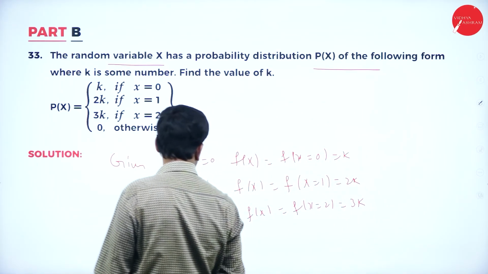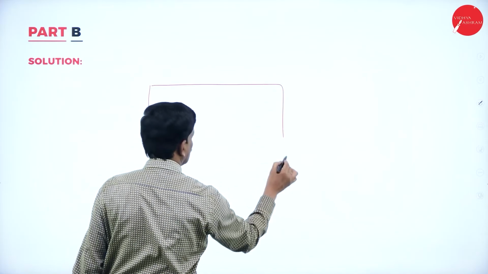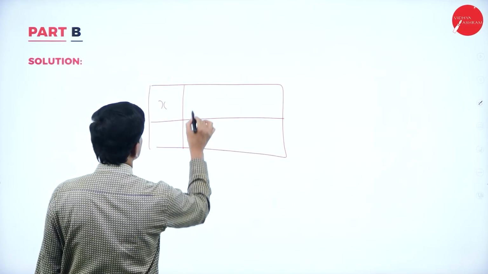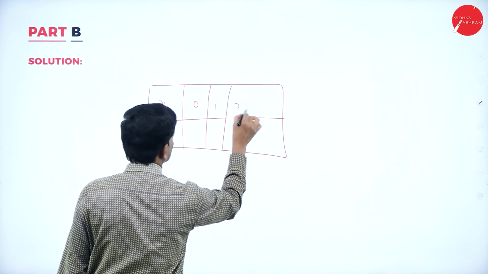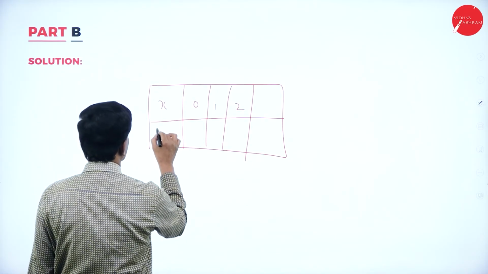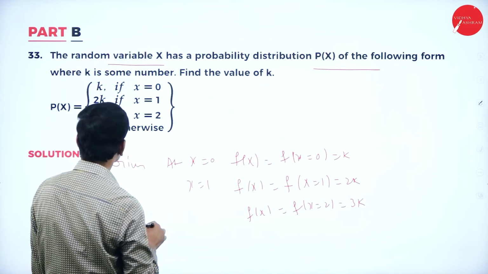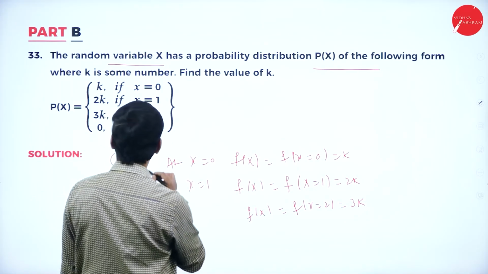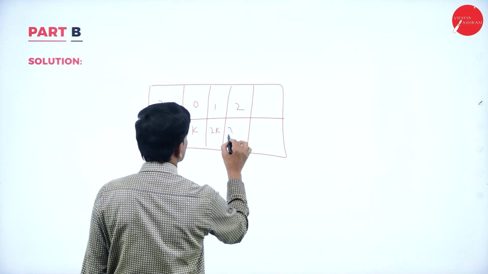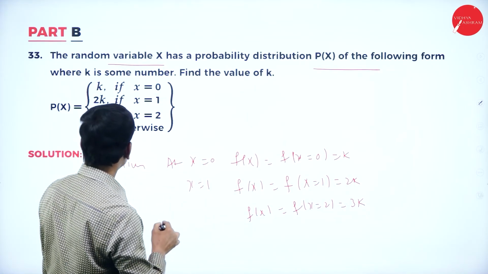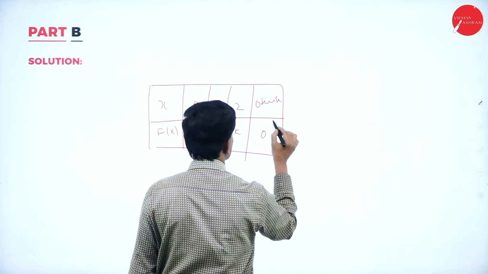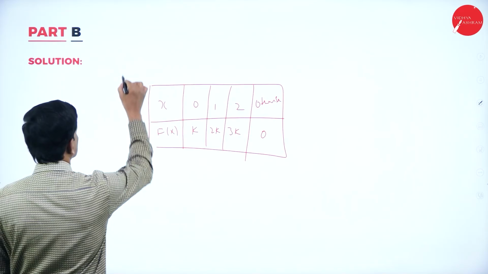So therefore this can be written as, the probability distribution is like this: x is 0, 1, 2, and then p of x is k, 2k, and 3k. And what is the other condition? 0 otherwise. So otherwise means it is 0. This is the probability distribution.